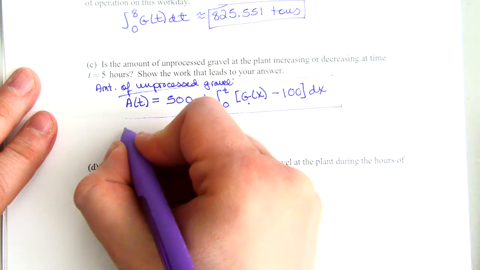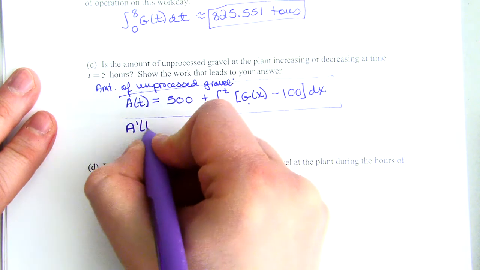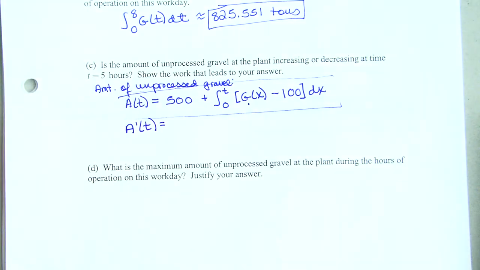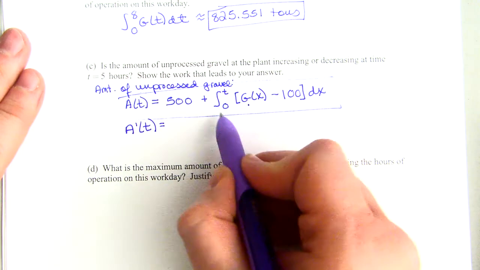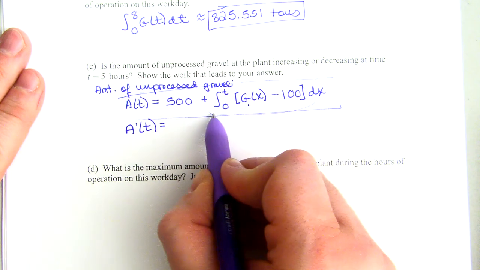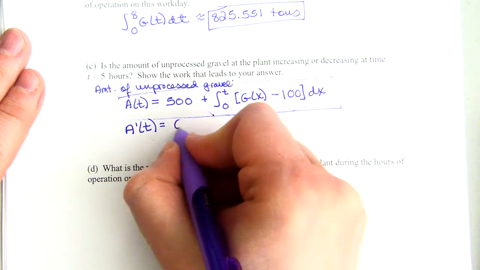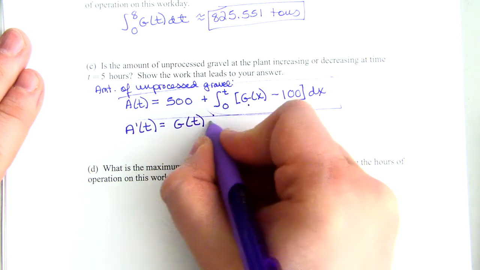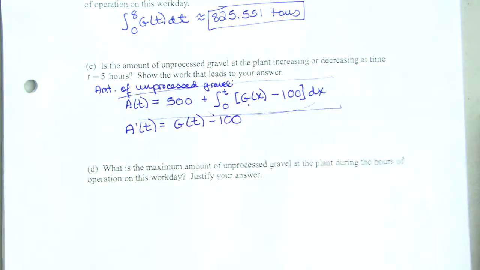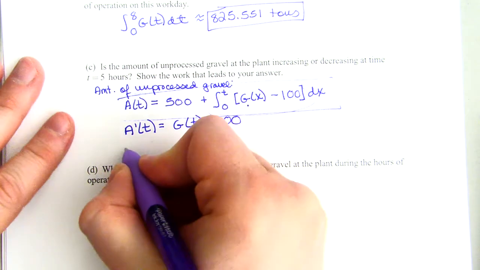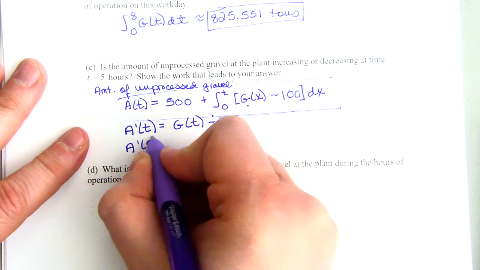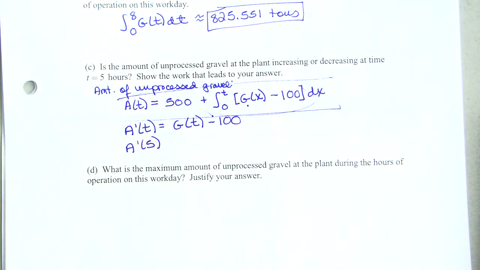To do that, I need to look at its derivative. I need to look at a prime of t. Well, the derivative of 500 is 0. The derivative of my function defined by an integral is, well, the derivative and the integral cancel. I'm just going to plug in the t where the x is. I'm going to get g of t minus 100. I want to figure out, is the amount of unprocessed gravel increasing or decreasing at time 5? I think I'm going to plug in a 5. See if you can finish off this work and give me the answer with a justification.